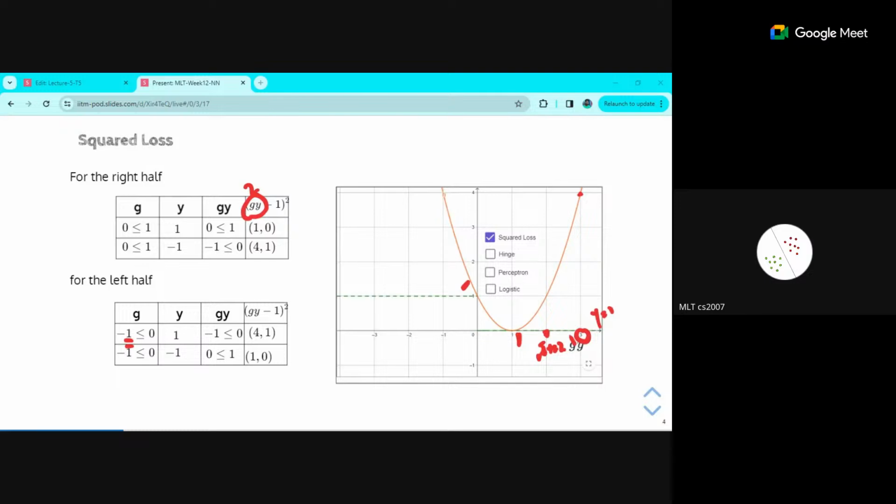So if you have any doubts up to this point, you can ask. Then I will switch to this SVM Hinge loss, and I will try to compare these two, how the penalty is.